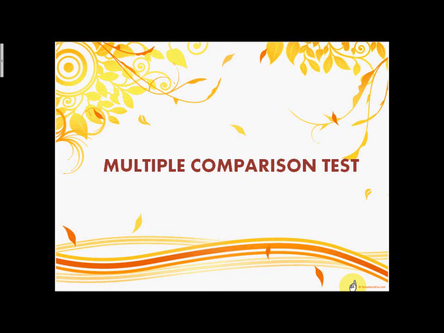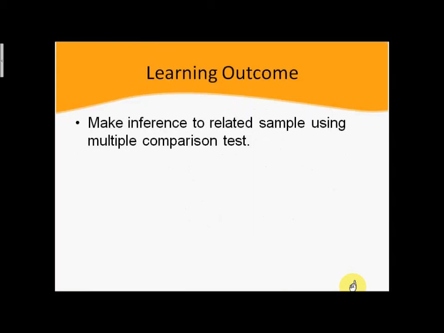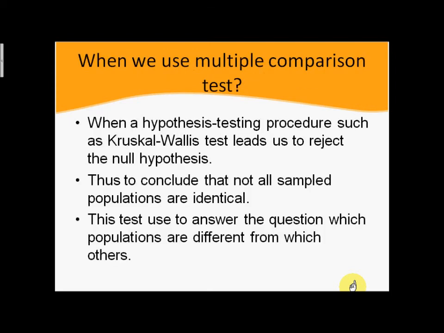Today we will learn about multiple comparison tests. Our learning objective is to understand the definitions used in multiple comparison tests. We also want to determine which means differ using the multiple comparison test if the null hypothesis is rejected in the Kruskal-Wallis non-parametric ANOVA. Our learning outcome is to make inference to related samples using this multiple comparison test.